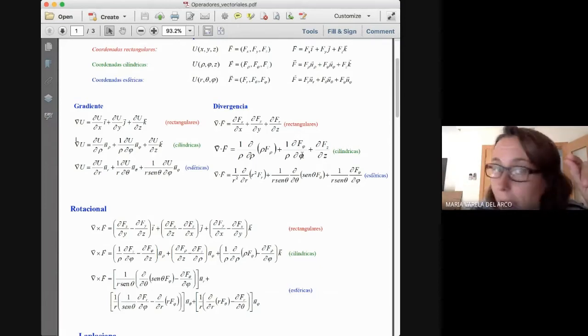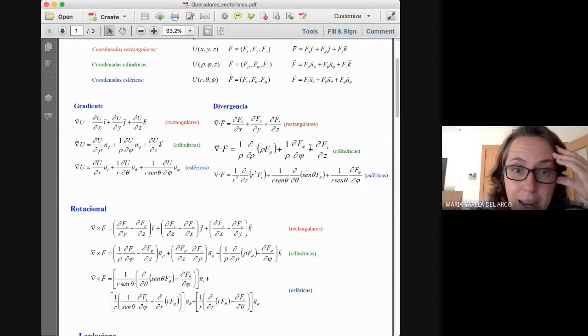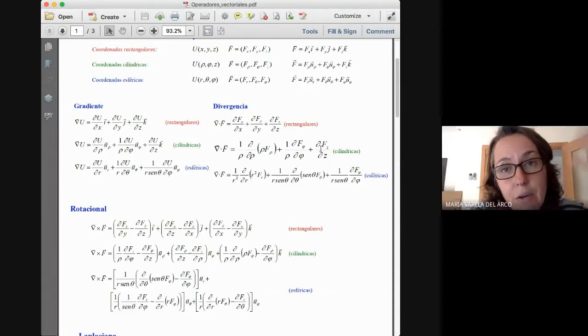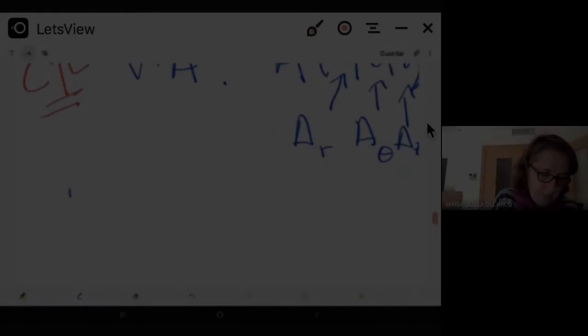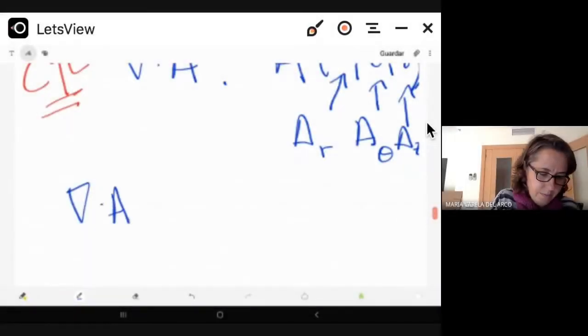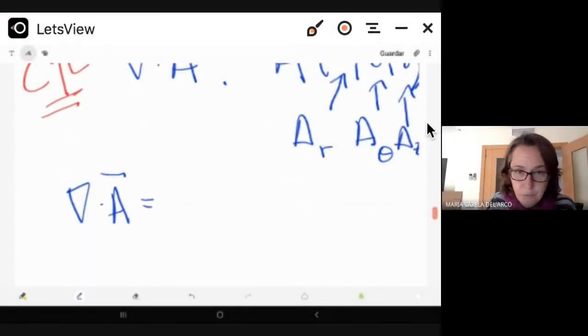respect to the angle. I don't have an angular component, so this term is not going to exist in my particular case right now. And then I have the third component, fz, or in my case, az. For me, this is actually z, derivative of z with respect to z. This is what I have to calculate in cylindrical components. I have to do this.